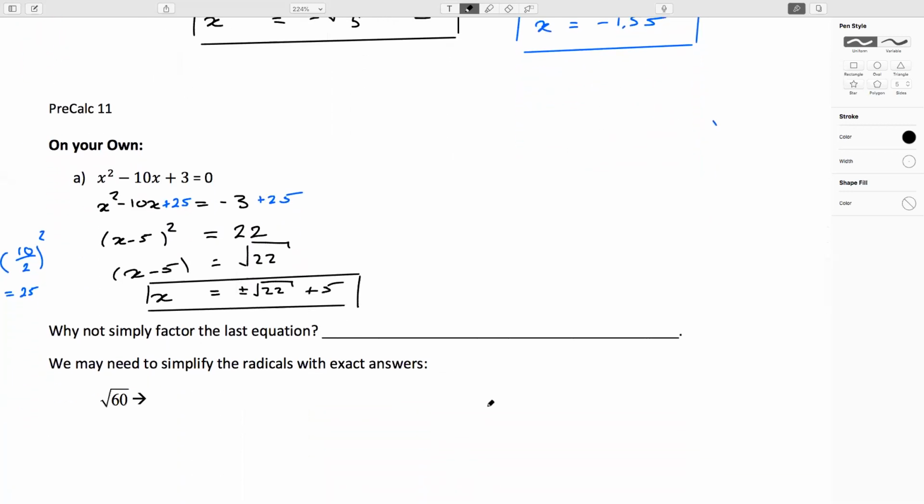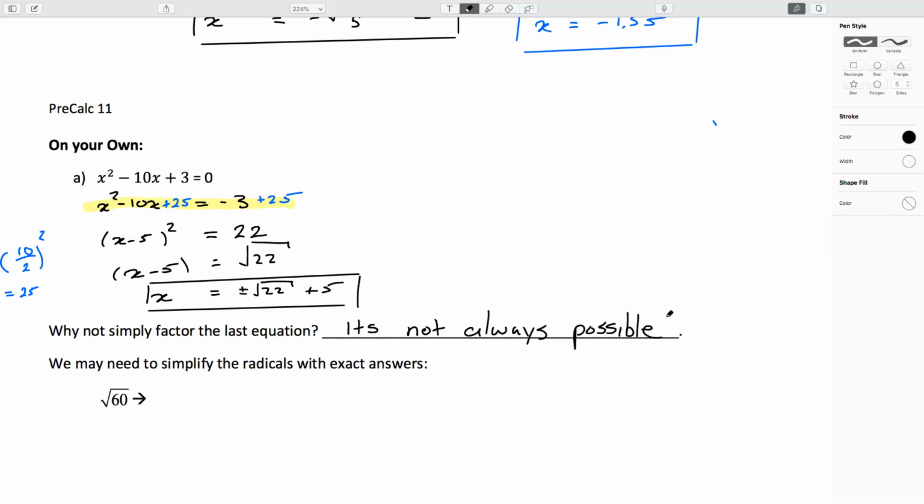Why not simply factor the last equation? So that's saying when we get up to this point, why don't we just factor it? And there's a good answer for that. It's because it's not always possible. So when we're not able to factor it, we're stuck completing the square, and it's really our only option.